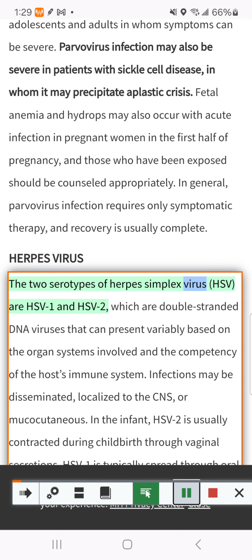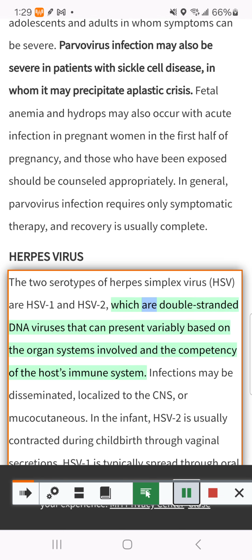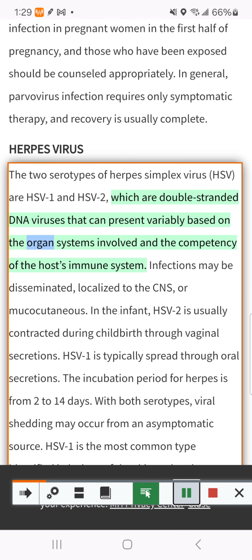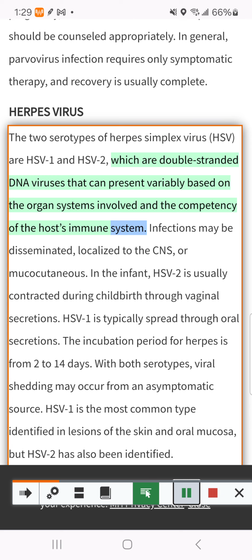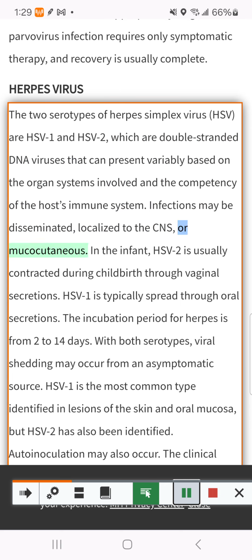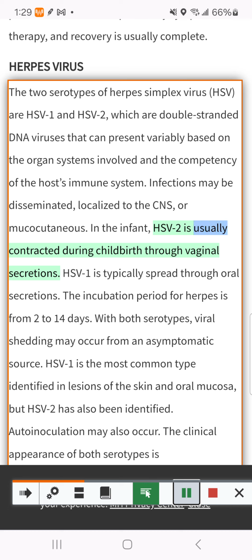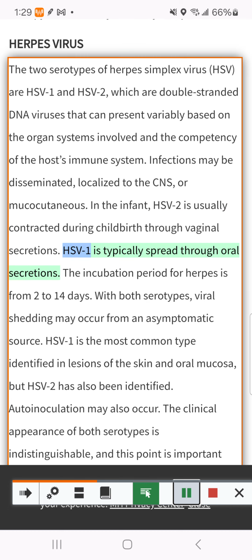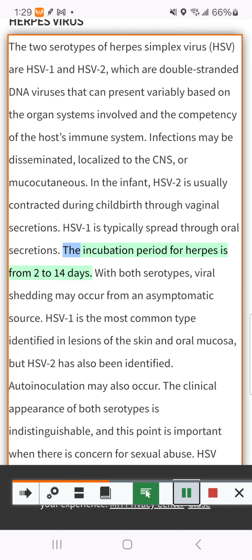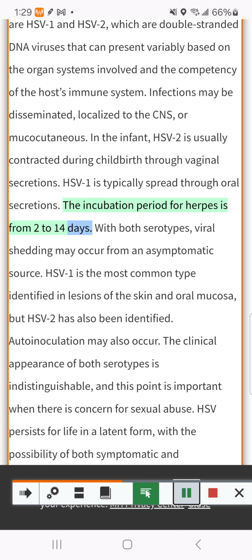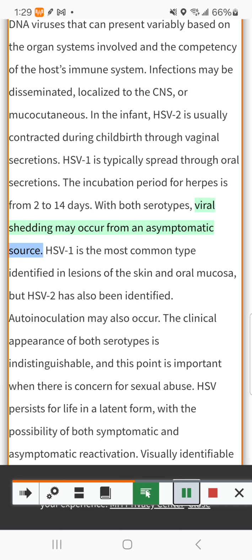The two serotypes of herpes simplex virus, HSV, are HSV1 and HSV2, which are double-stranded DNA viruses that can present variably based on the organ systems involved and the competency of the host's immune system. Infections may be disseminated, localized to the CNS, or mucocutaneous. In the infant, HSV2 is usually contracted during childbirth through vaginal secretions. HSV1 is typically spread through oral secretions. The incubation period for herpes is from 2 to 14 days. With both serotypes, viral shedding may occur from an asymptomatic source.